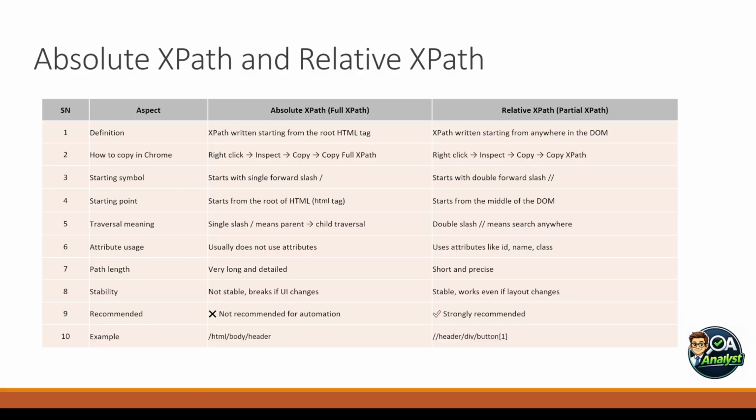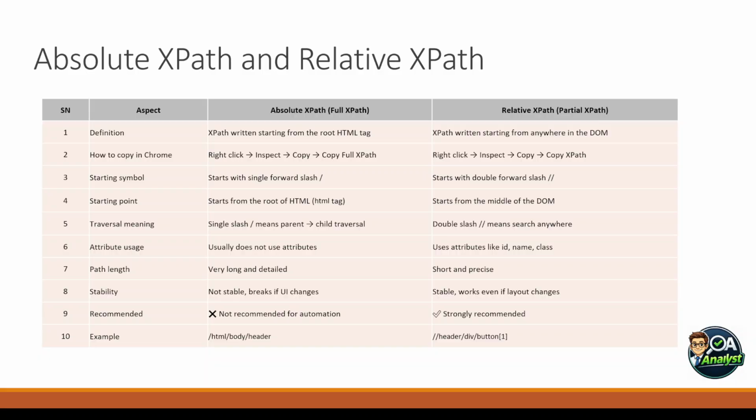Automation scripts are supposed to be stable. They should survive UI changes. The Absolute XPath does not. Okay. And then what is Relative XPath? So now let's talk about the Relative XPath, which is the recommended and professional approach.